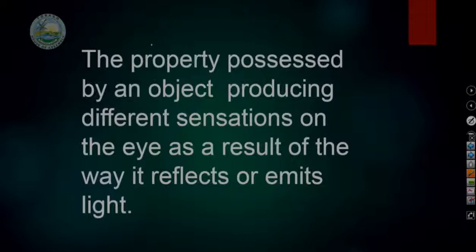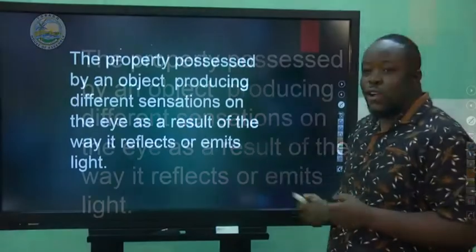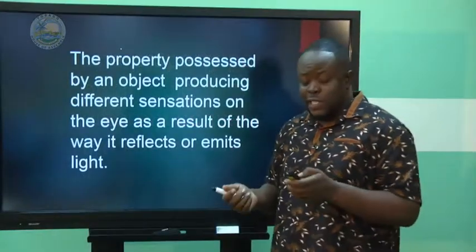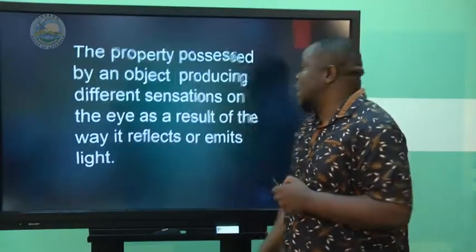Now, color is the property possessed by an object producing different sensations on the eye as a result of the way it reflects or emits light. Now, it sounds very sophisticated, but in a nutshell, color cannot exist without light. Imagine you're in a dark room. Would you see color? No, you wouldn't see color. However, when you put on the light, you would definitely see color.